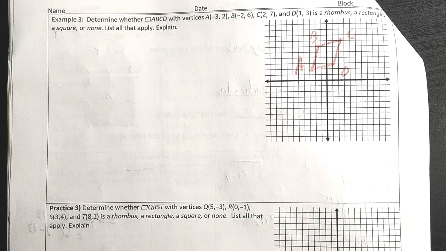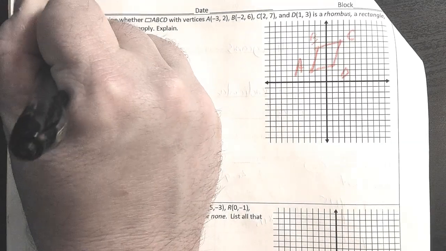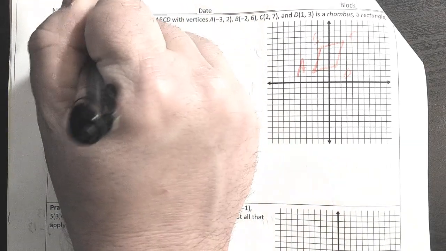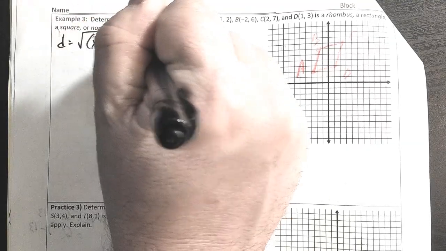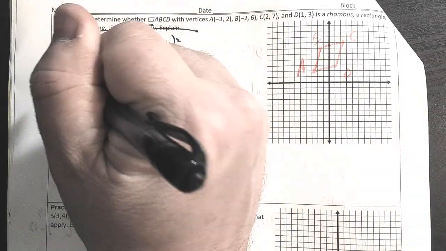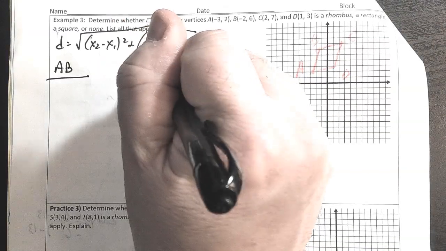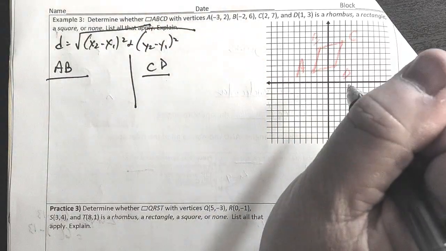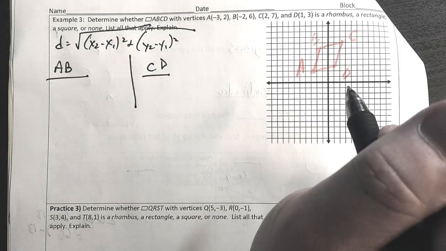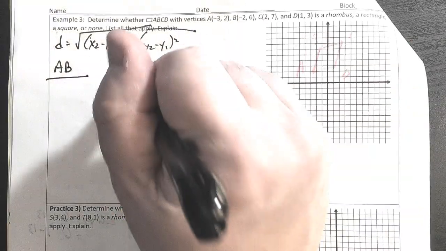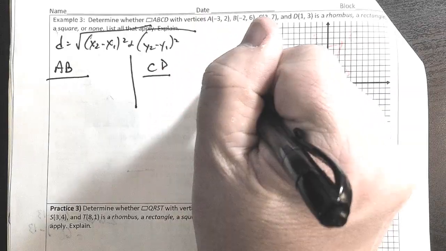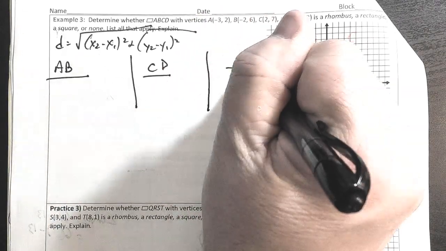So let's check. We'll do AB, so we're going to use the distance formula to begin with. X sub 2 minus X sub 1 squared plus Y sub 2 minus Y sub 1 squared. So we'll go AB, and then CD. No, actually we need to do AB and then, well, we'll do all of them. I'll just go here, here.